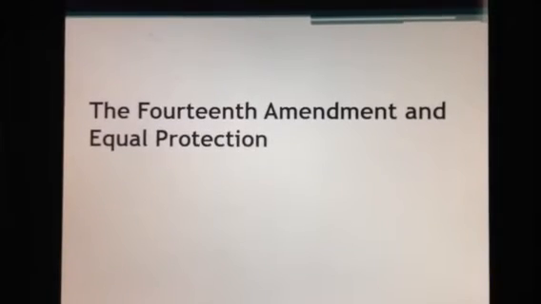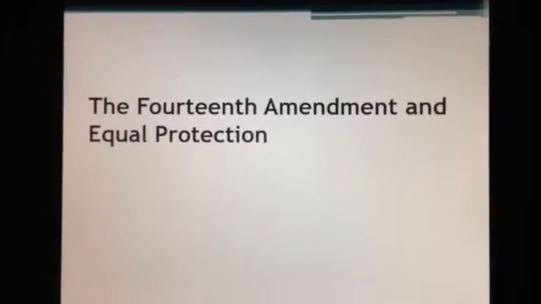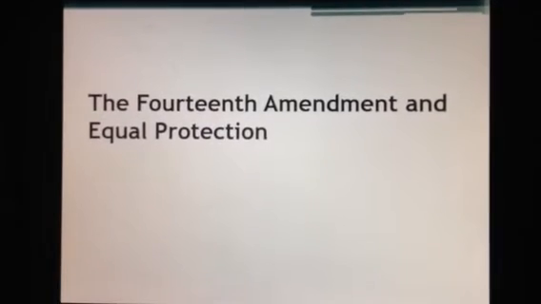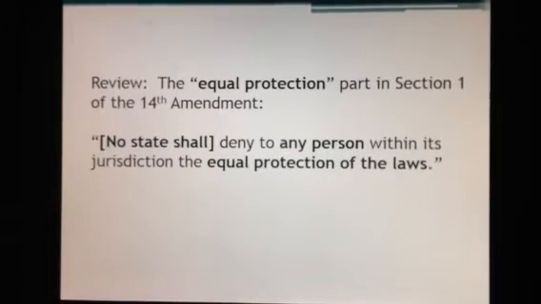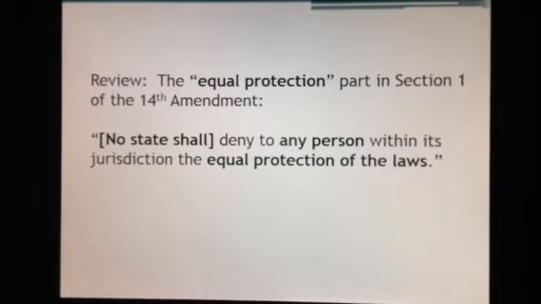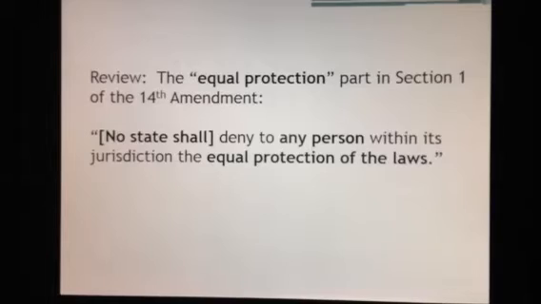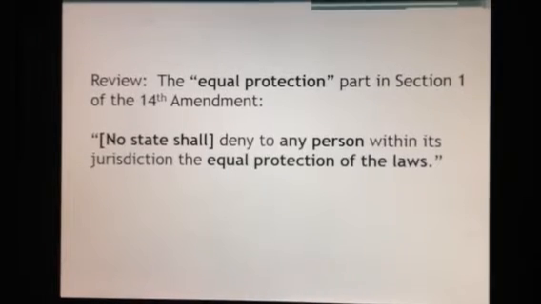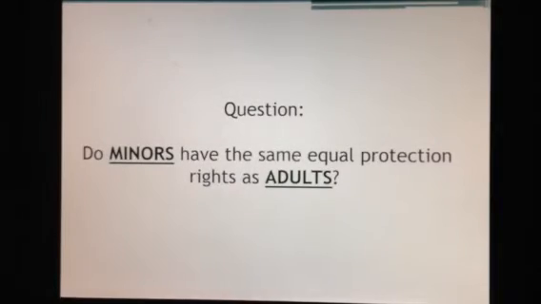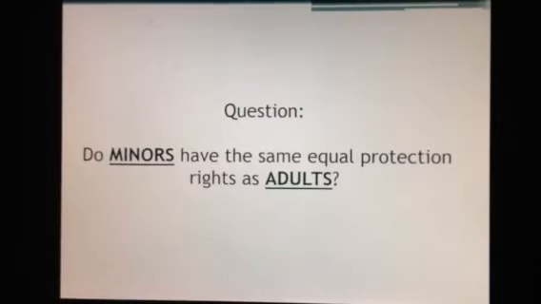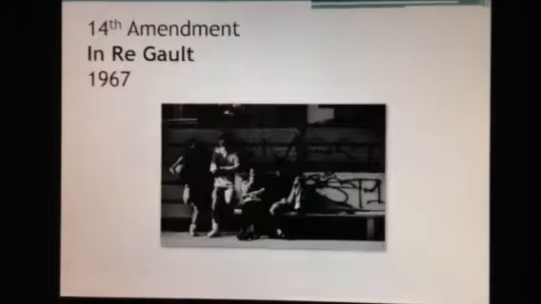Lesson 48, the 14th Amendment and Equal Protection. Let's review the Equal Protection Clause of Section 1 of the 14th Amendment. No state shall deny to any person within its jurisdiction the equal protection of the laws. The first question we want to ask: do minors have the same equal protection rights as adults?